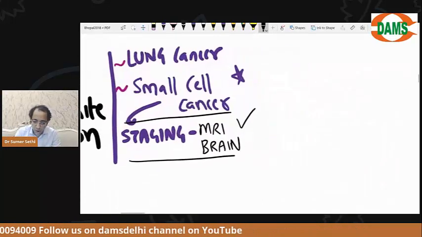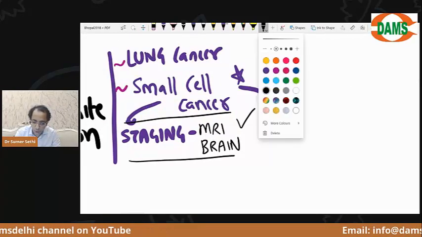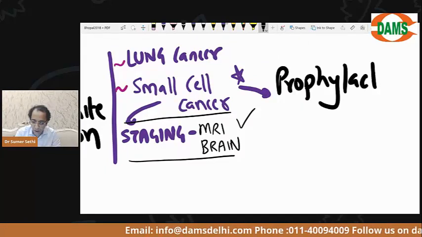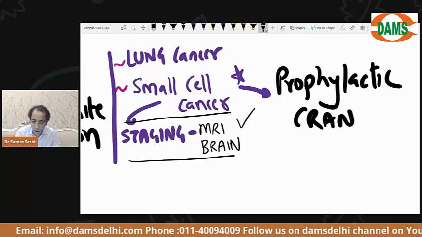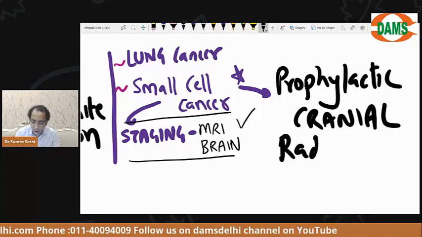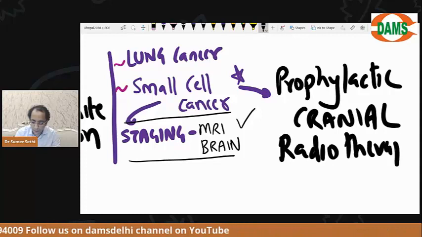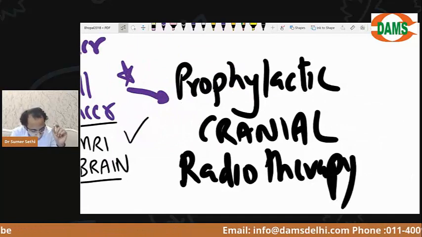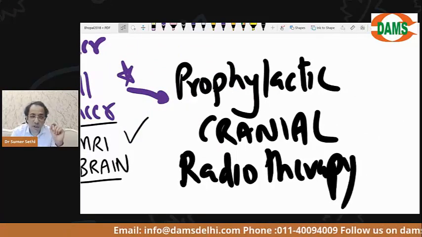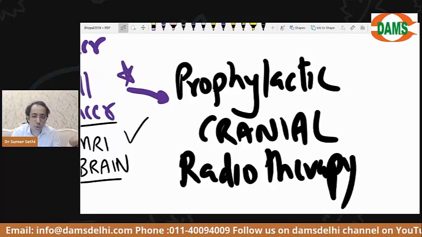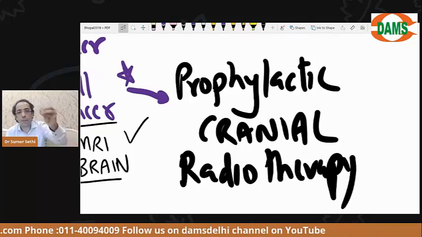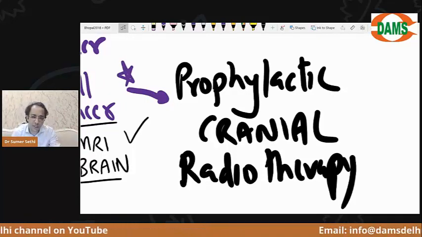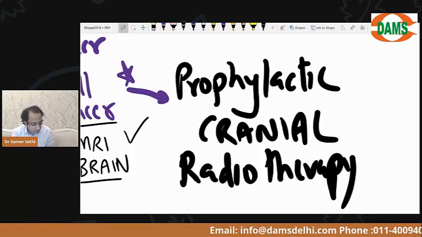And that is why in small cell cancers there is a term that I want you to remember with me. We use prophylactic cranial radiation or radiotherapy. If somebody has small cell cancer of the lung, even if the brain does not show any metastasis on MRI, still prophylactically you give radiotherapy, because we know microscopic metastasis will be there. Are you clear with this or not? Are you able to understand this?